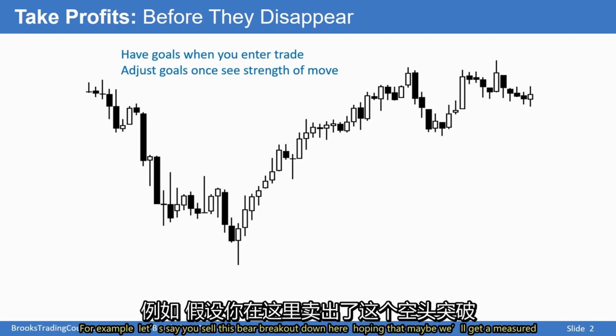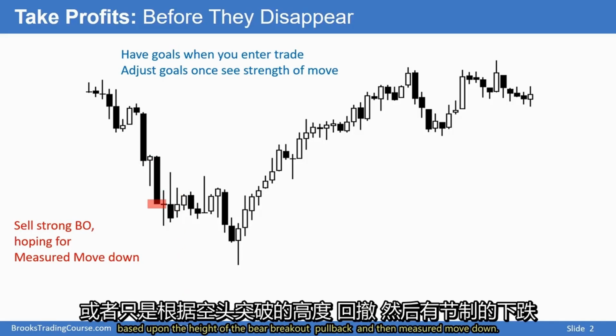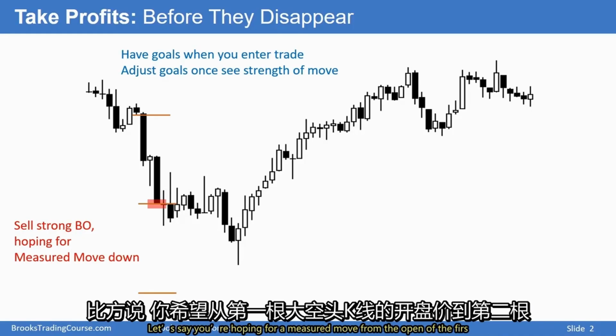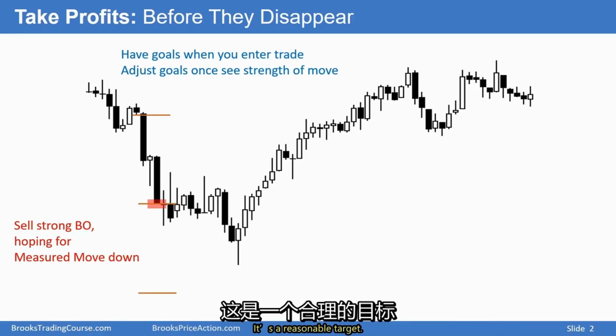For example, let's say you sell this bear breakout down here, hoping that maybe we'll get a measured move down. So leg one, pull back, leg two, or simply a measured move based upon the height of the bear breakout, pull back, and then measured move down. Let's say you're hoping for a measured move from the open of the first big bear bar to the close of the second big bear bar, and this is 1 times that move. It's a reasonable target.